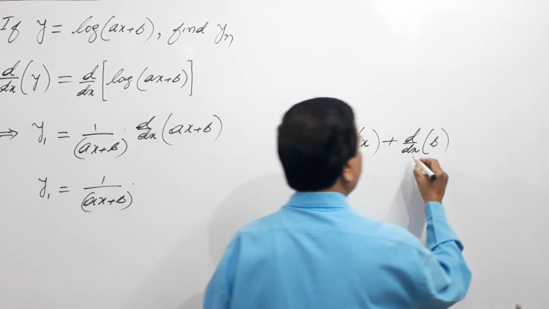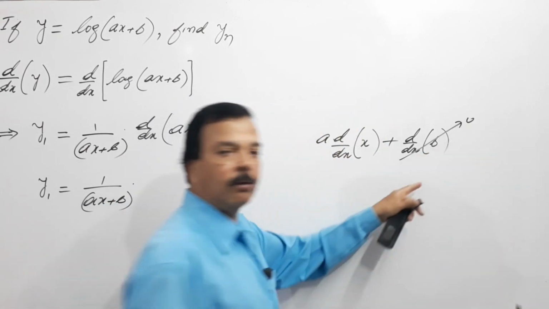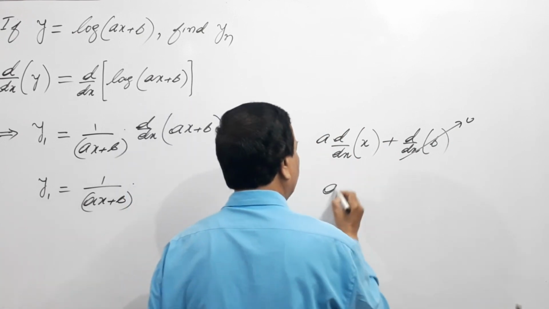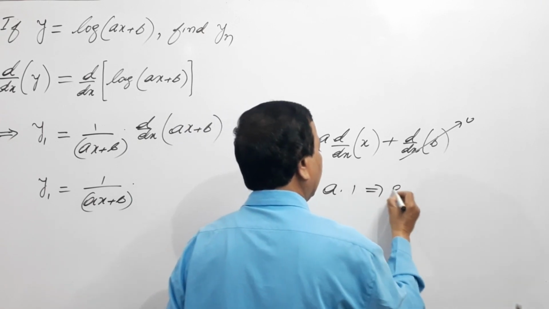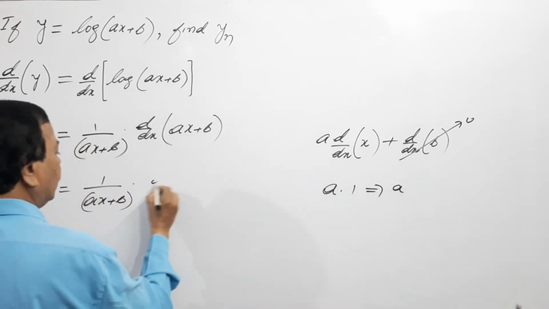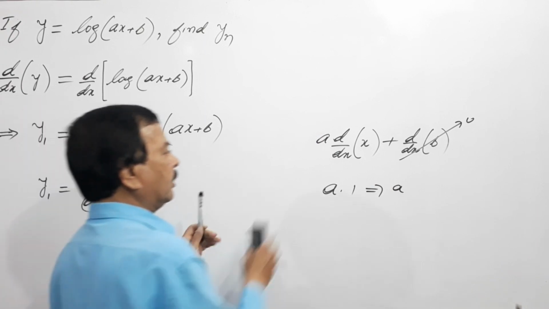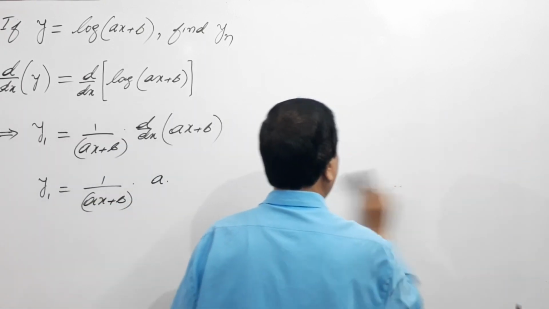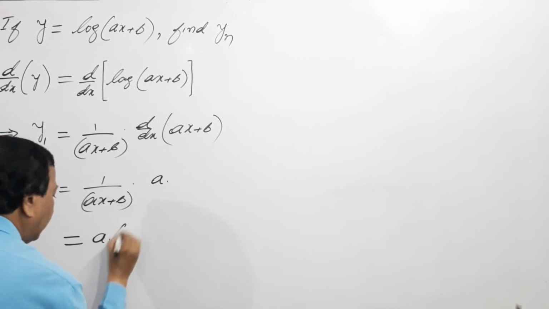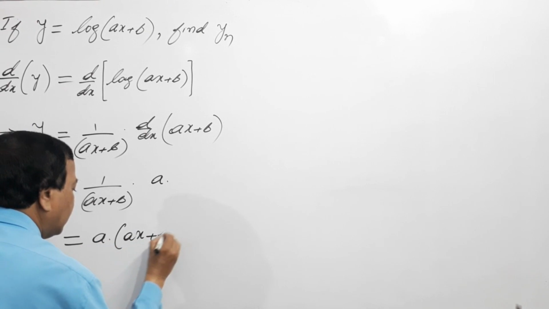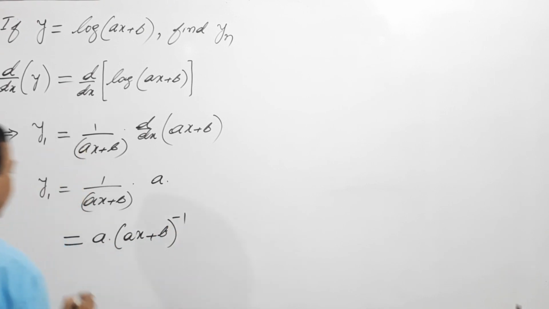So here this is a constant, so d by dx of a constant is 0. Here a is outside, so a into d by dx of x, which is 1, so into 1, this is nothing but a. So what I will do is, this can be referred to as a into ax plus b to the power of minus 1. This is our y1. Done.